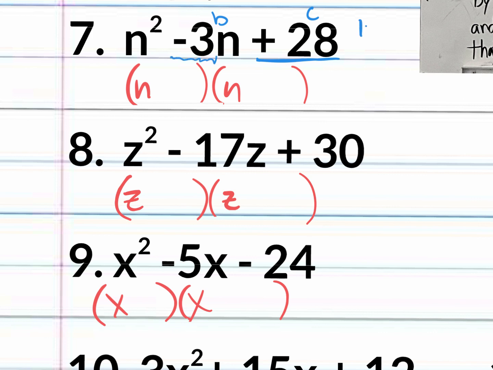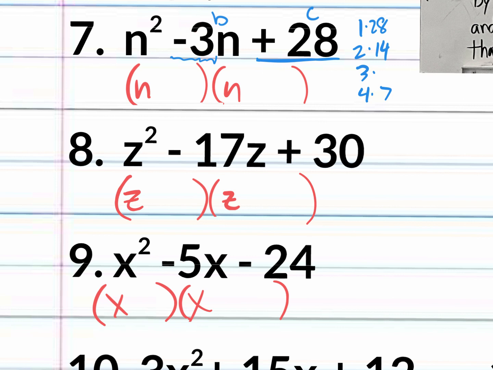Let's make a list. 1 times 28. 2 times, if you don't know, get a calculator and go 28 divided by 2, that's 14. 28 divided by 3, not going to work. 28 divided by 4, that'll be a 7, right? If you don't know, use a calculator. 5 won't work, 6 won't work. Those are the 3 possible options: 1 and 28, 2 and 14, 4 and 7. Out of these combos, which combines together to give you the middle value -3?